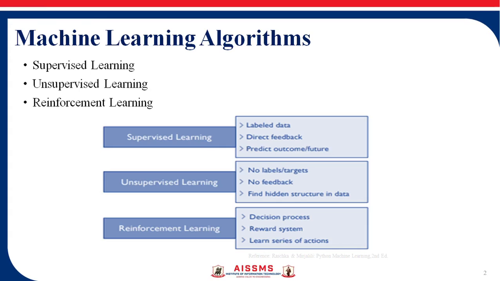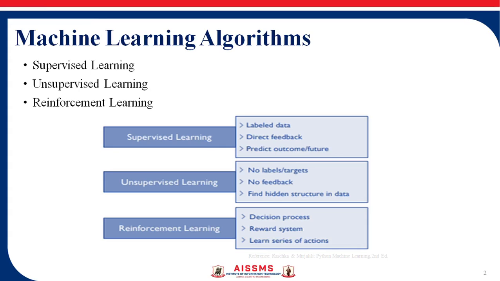If we consider the education system, in teaching and learning, students are supervised by teachers. So the teacher is a supervisor. If we consider an example with respect to this, then teachers can be supervisors. That is the first, supervised learning.